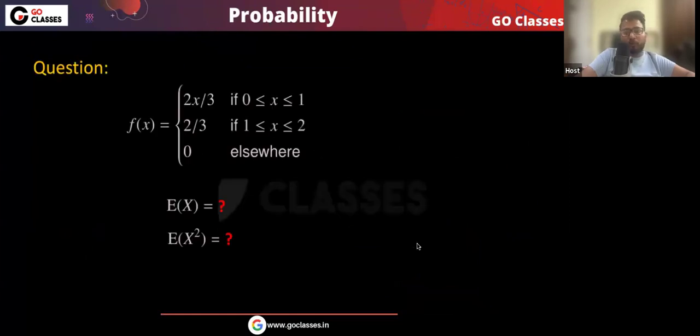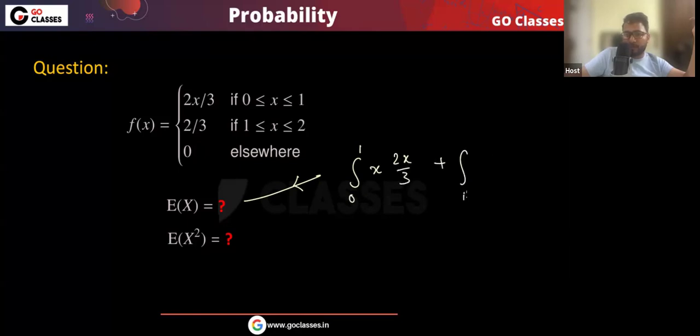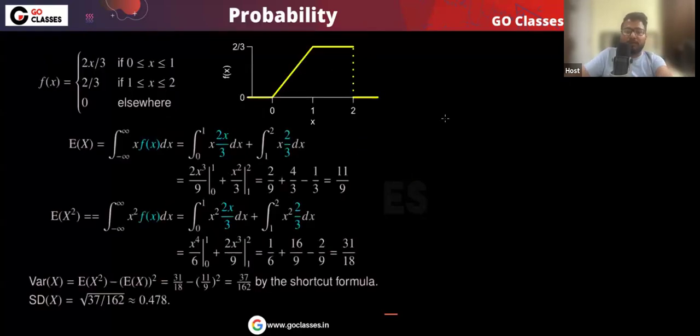Now let's see more questions. For example, this is given. They're asking you to find the expectation of x squared. Can you do this as homework? This will be integration from 0 to 1, there will be some quantity, and from 1 to 2, a different quantity. So from 0 to 1, you can do x into 2x by 3, plus from 1 to 2, x into 2 by 3, dx. Similarly, you need to do it for the expectation of x squared. The answer is on the next page, I'm just writing it.